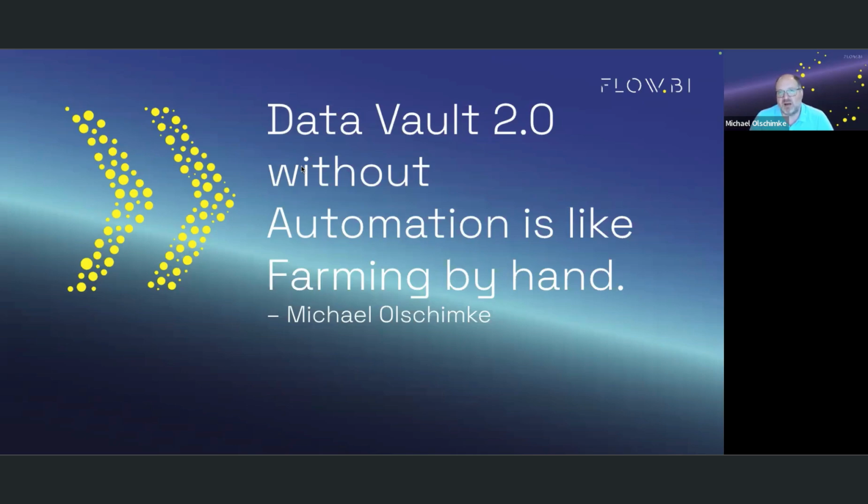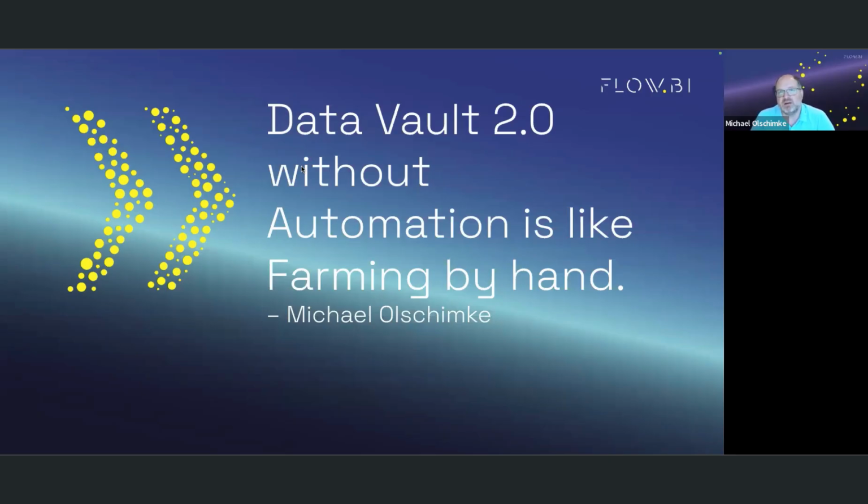I mean, no farmer out there would farm a land without any machinery, right? Except if it's your hobby and you want to farm a couple of hectares of land manually. People might love it, but a professional farmer who wants to make money and feed a family with it would never do this by hand, essentially. They always have machinery, and same is true for a Data Vault project. In a Data Vault project, you want to automate.